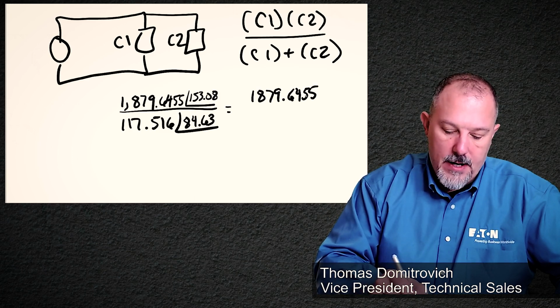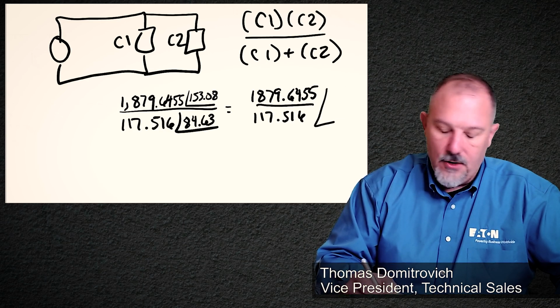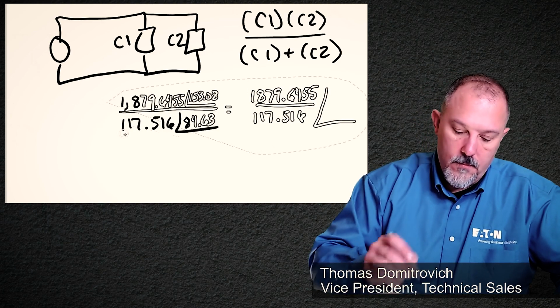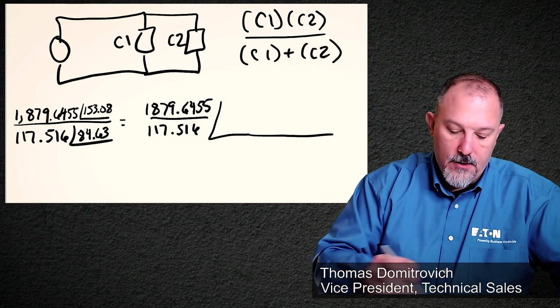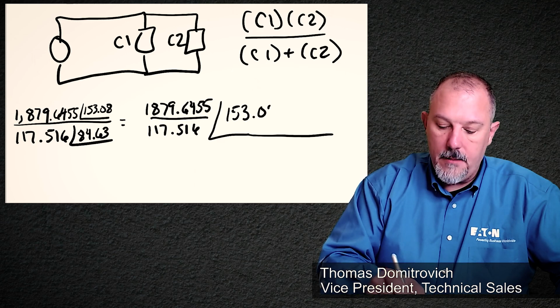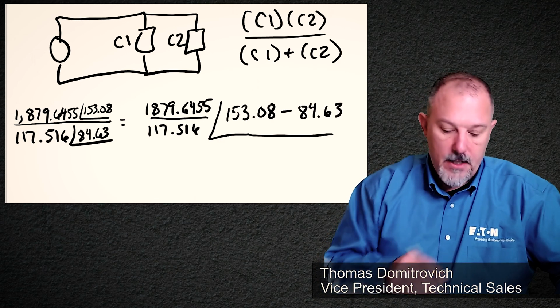So this would be 1,879.6455 divided by 117.516 at an angle of 153.08 minus 84.63. Let's do the math.